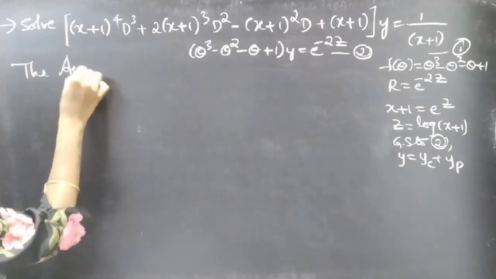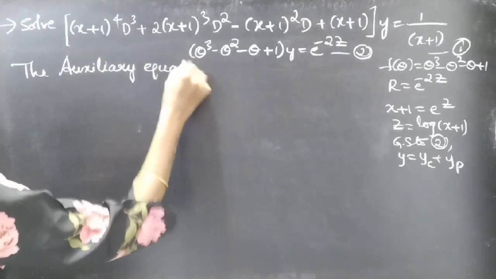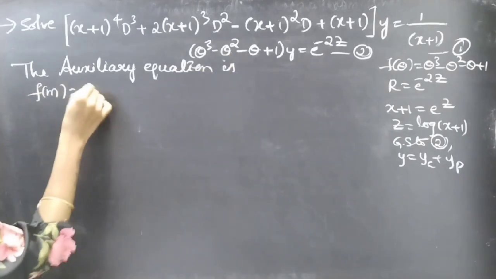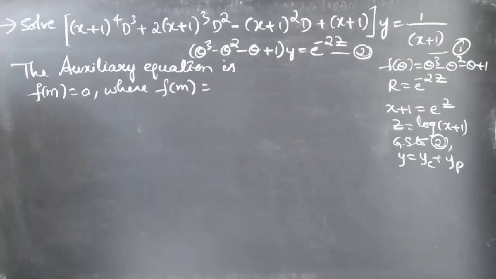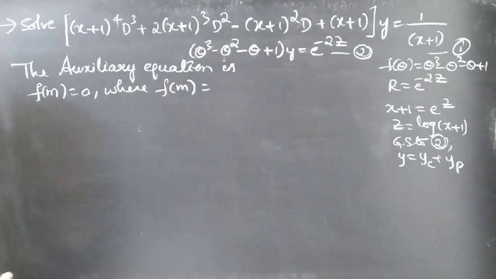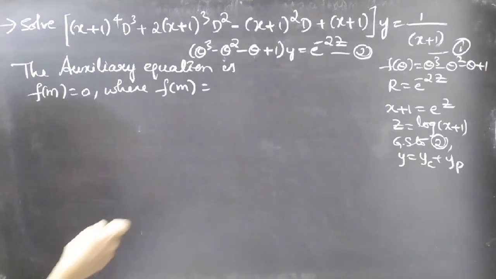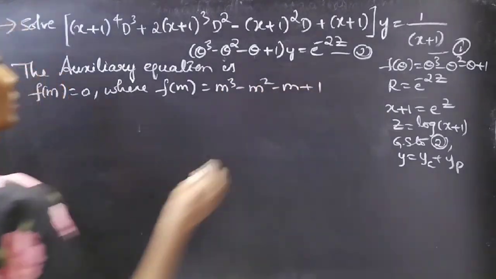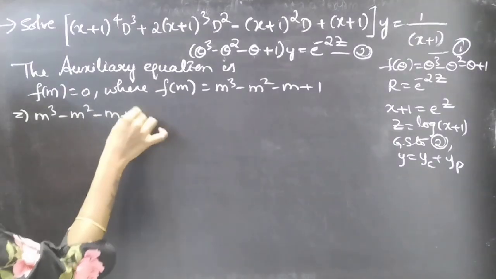The auxiliary equation is f of m equal to 0, where f of m, we have f of theta, theta cube minus theta square minus theta plus 1. Let's replace theta in f of theta by m, so that you'll get f of m equal to m cube minus m square minus m plus 1. Then the auxiliary equation becomes m cube minus m square minus m plus 1 equal to 0.